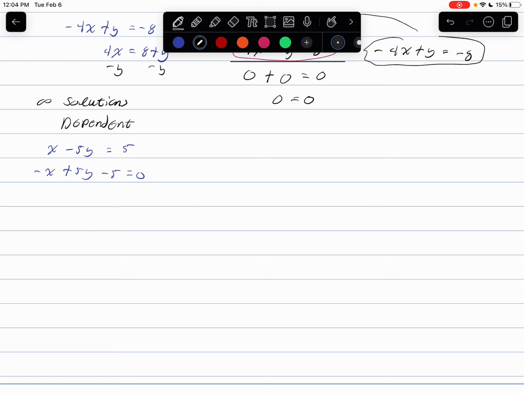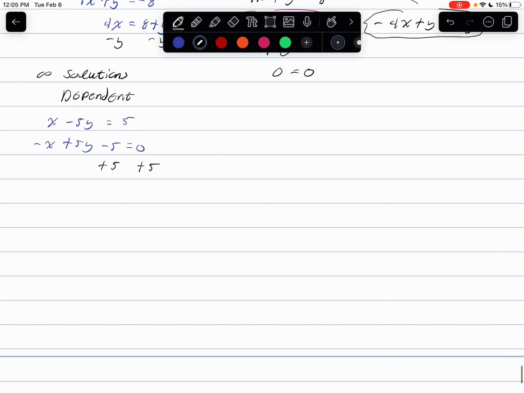Okay, let's look at this one. Here we have x minus 5y equals 5, and we have negative x plus 5y equals negative 5. Okay, well, let's go ahead and add 5 to both sides here. And that's going to give us x minus 5y equals 5. And we have negative x plus 5y equals 5.